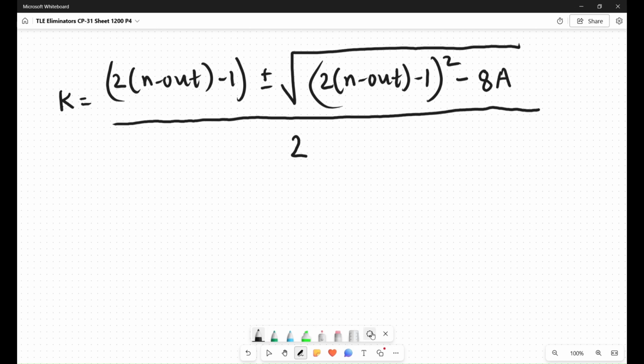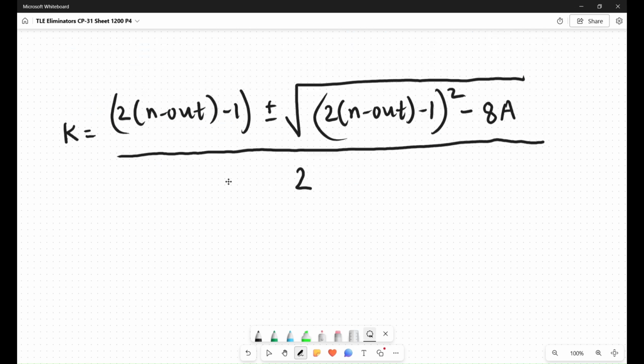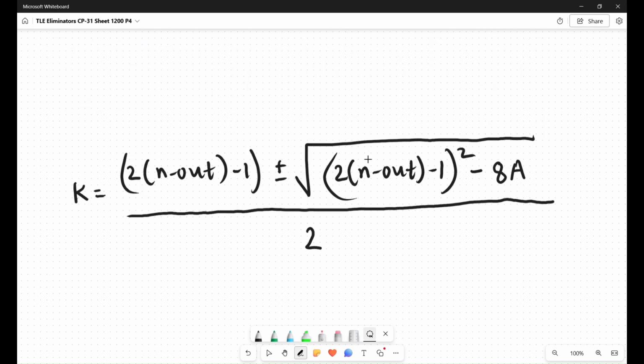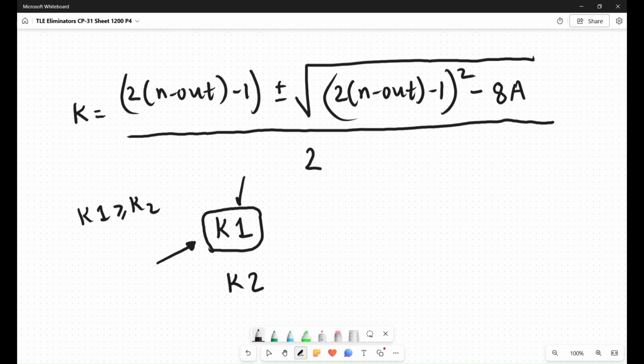So there will be two values, k1 and k2, and k1 will be greater than or equal to k2. We will always try to fill the maximum possible elements that we can fill, and if we cannot fill them, we will try the alternate path. Make sense?